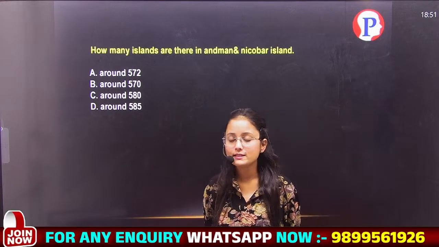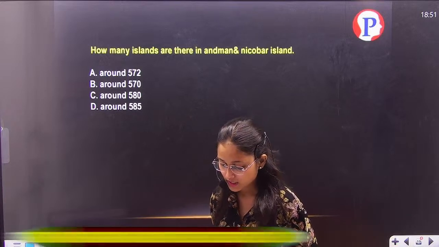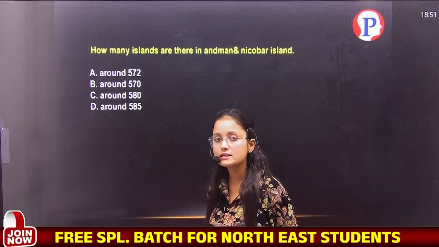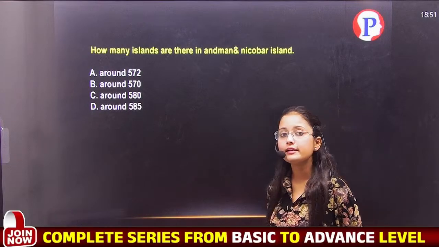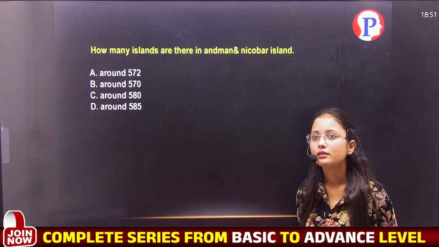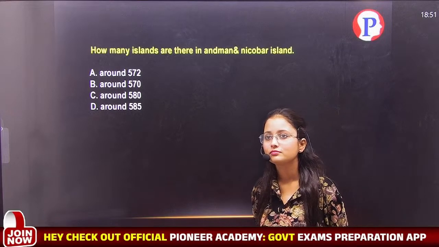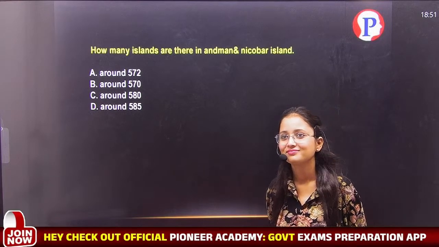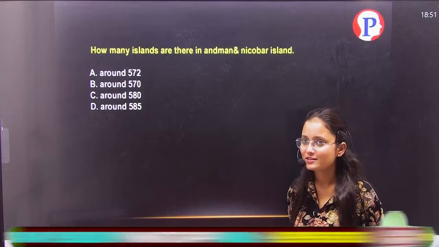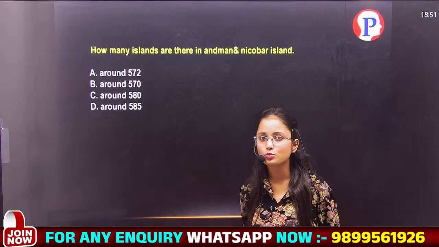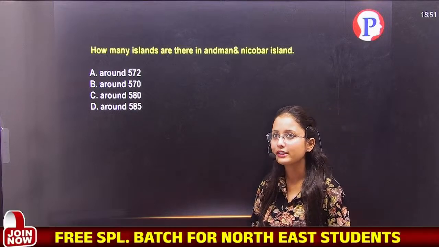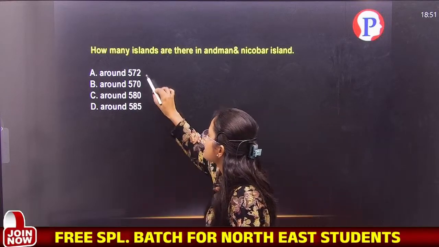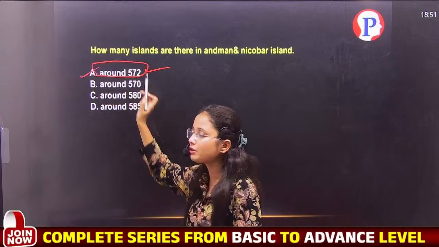We have only 9 minutes, so please solve these MCQs very fast. How many islands are there in Andaman and Nicobar? Yes, very good. 572 islands. So there are 572 islands in Andaman and Nicobar. Very, very good. Yes, this is the right answer. Option A will be the right answer.